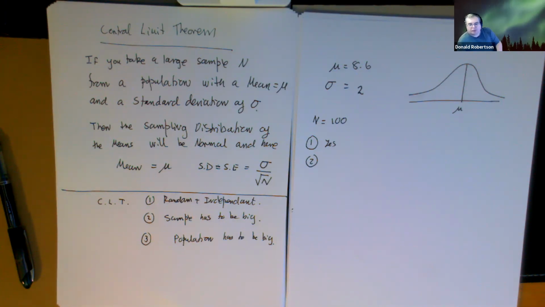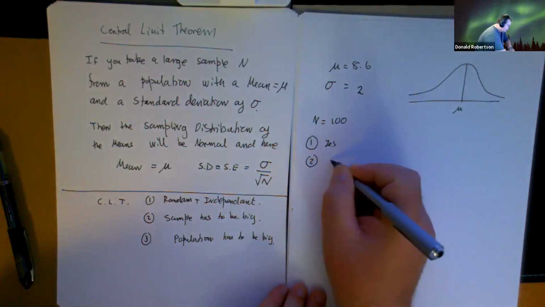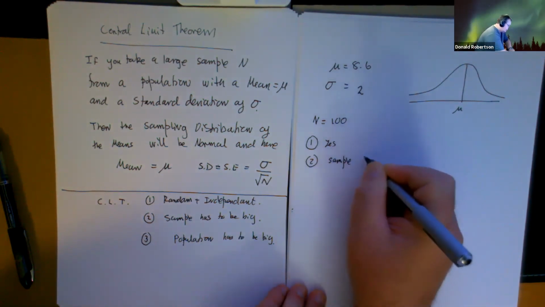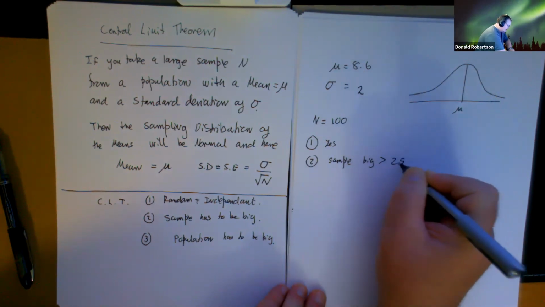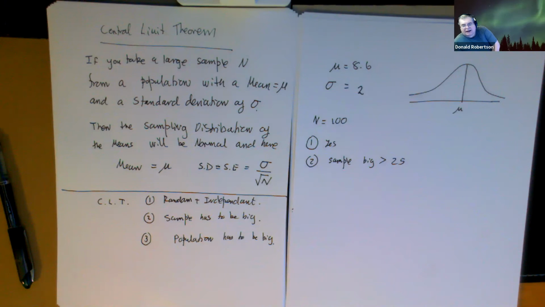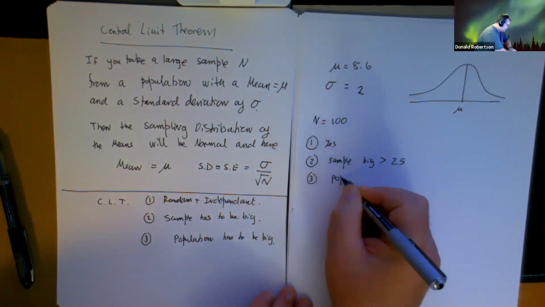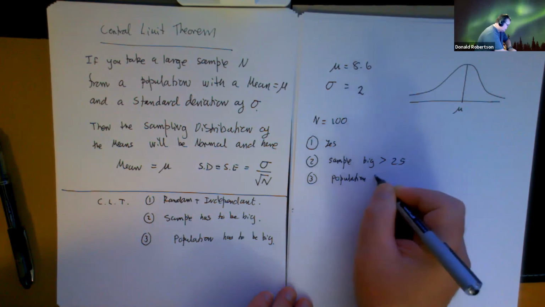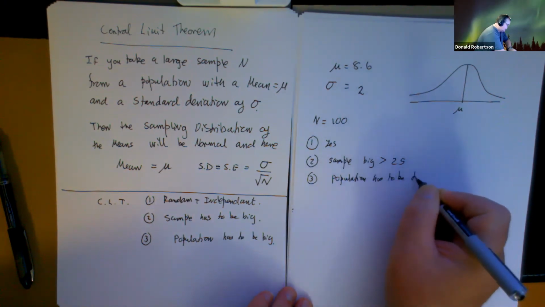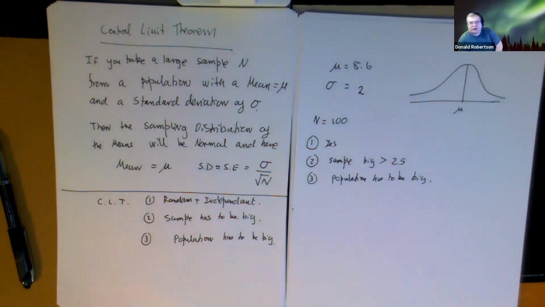You remember that rule? Well, when you do it for means, let's say it has to be bigger than 25. It's a kind of arbitrary number, but most people would accept that you at least need 25 people in your sample to have a fighting chance of using this. And then the population has to be big. And we would certainly say that in the context of this question, that's typically guaranteed.